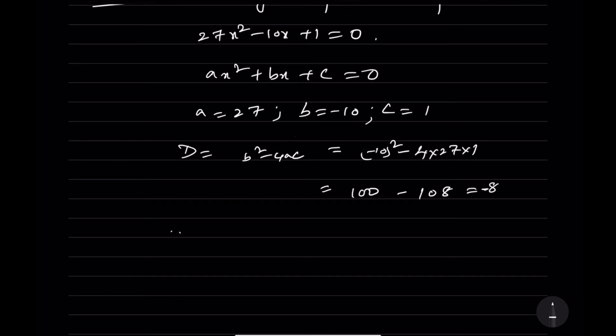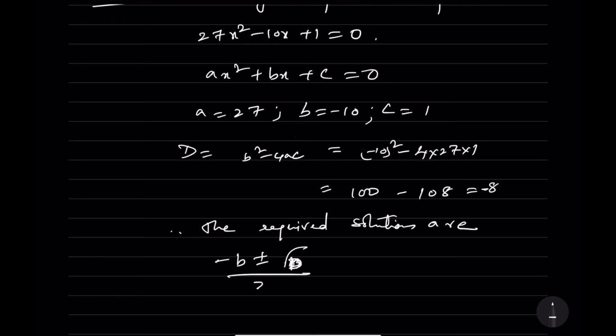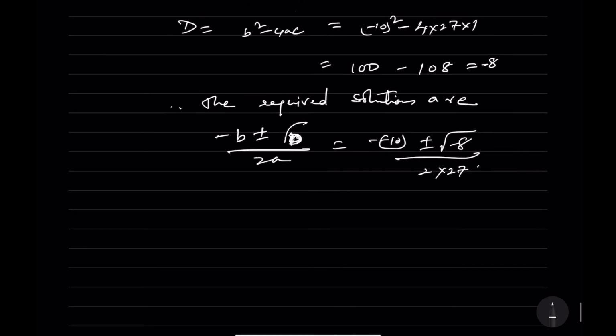So therefore the required solutions are x equals minus b plus or minus root of D divided by 2a, which is equal to minus of minus 10 plus or minus root of minus 8 divided by 2 into 27. So which is equal to 10 plus or minus 2 root 2 i divided by 54. Here root of minus 1 is equal to i.